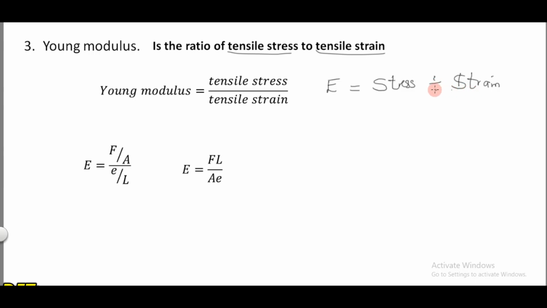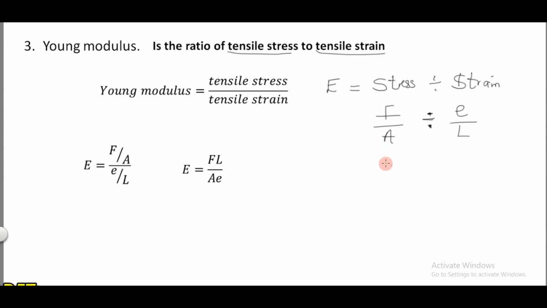So what is tensile stress? Stress is the ratio of force to the cross-sectional area of that elastic material. So stress is force over area, divided by strain. Strain is extension over the length of an elastic material. Remember, stress, strain, and Young modulus are the three physical quantities that are used to determine the strength of an elastic material.